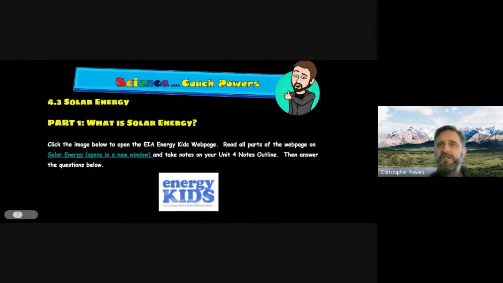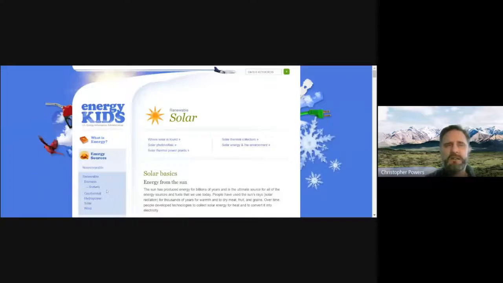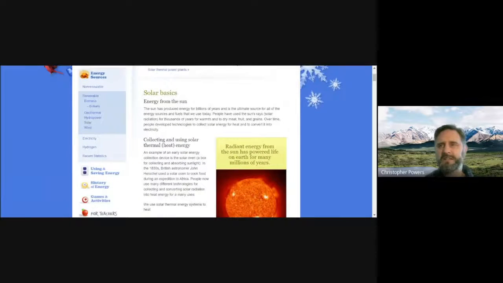Okay, so I'm going to show this. I clicked it open, so I'm going to go share that somewhere else. And this is what it looks like now. Solar Energy Kids. Okay. It's a window within a window. Isn't that nice? So, solar basics, energy from the sun, collecting and using solar thermal heat energy. So we have these two screens. So you know what this looks like.